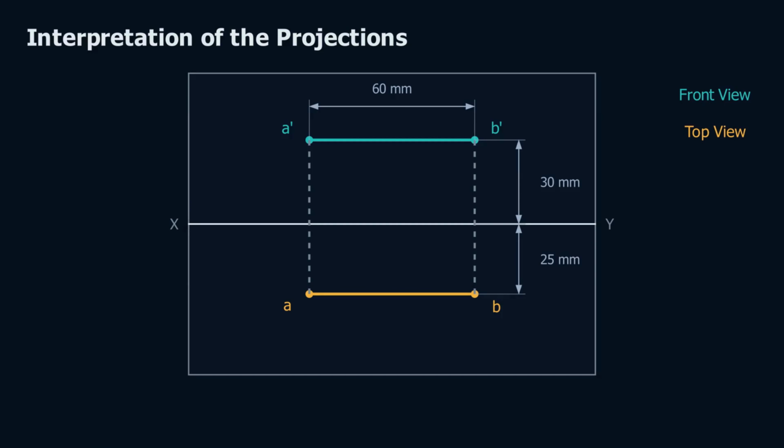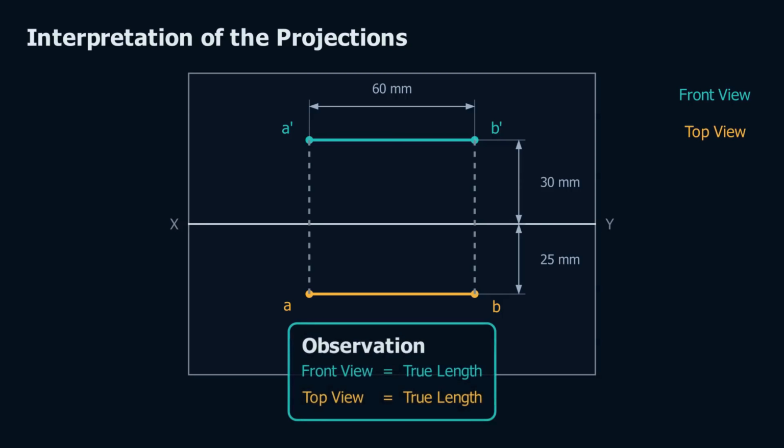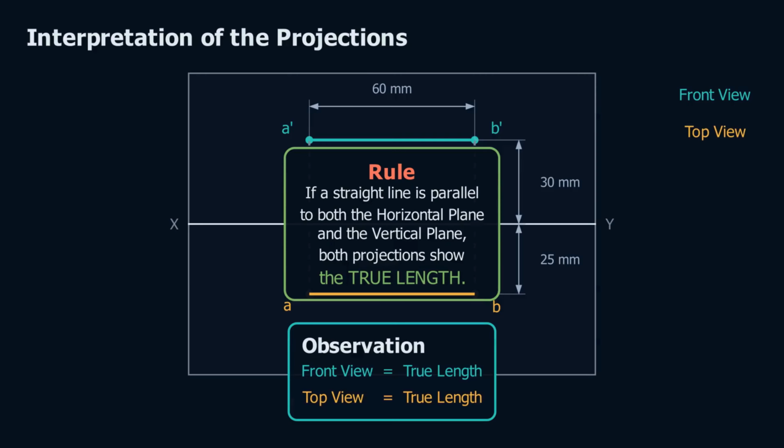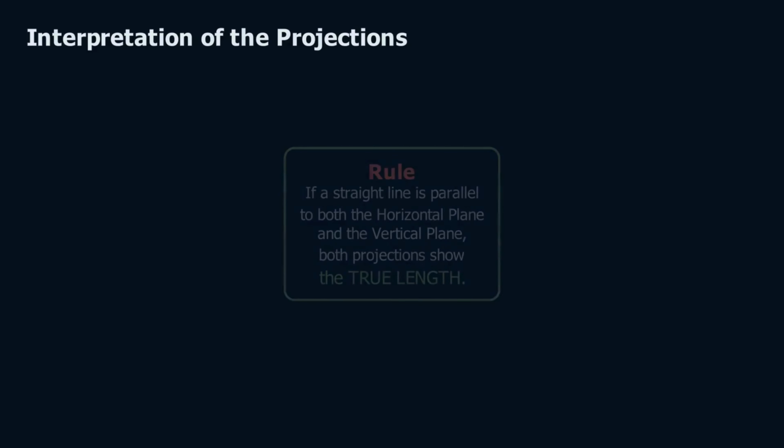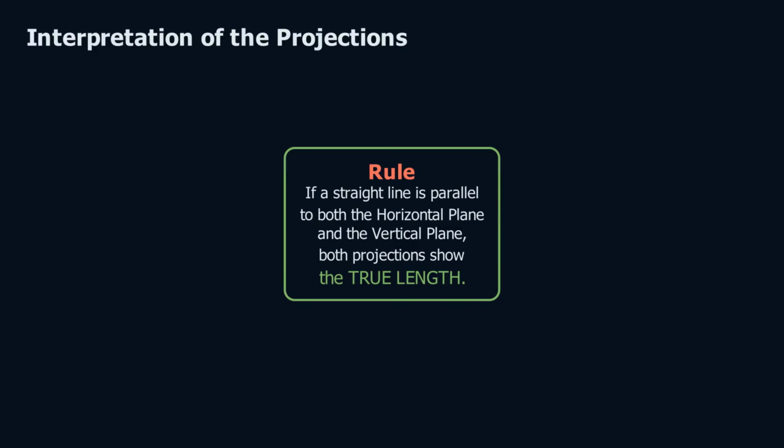We can now summarize our observations. Both the front view and the top view have the same length as the original line. This is the simplest position of a straight line and serves as the foundation for understanding all other orientations. Therefore, whenever a straight line is parallel to both the horizontal plane and the vertical plane, both the front view and the top view represent the true length of the line.